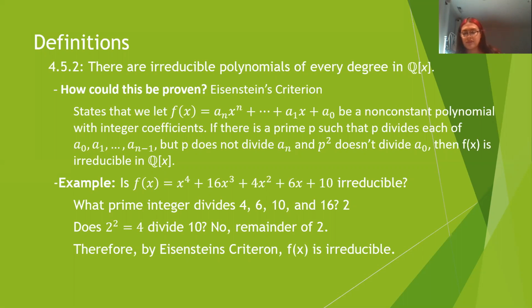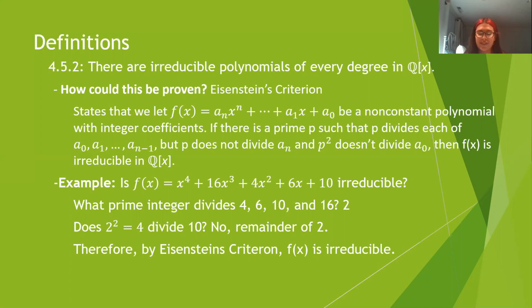So this means that if p divides all the term coefficients except the first one, which is a sub n, and p squared doesn't divide the last coefficient, a sub 0, then it is irreducible. So the example I have here is: is f of x equals x to the fourth plus 16x cubed plus 4x squared plus 6x plus 10 irreducible? So let's look.